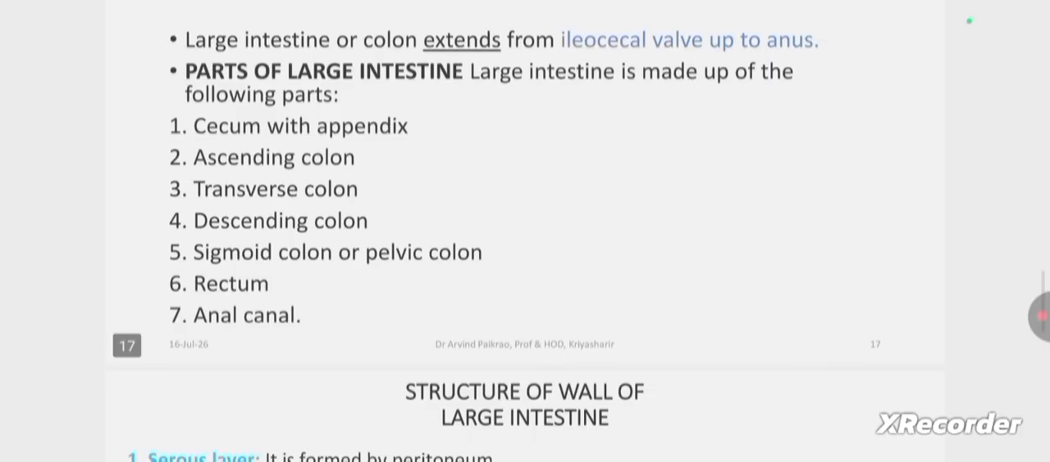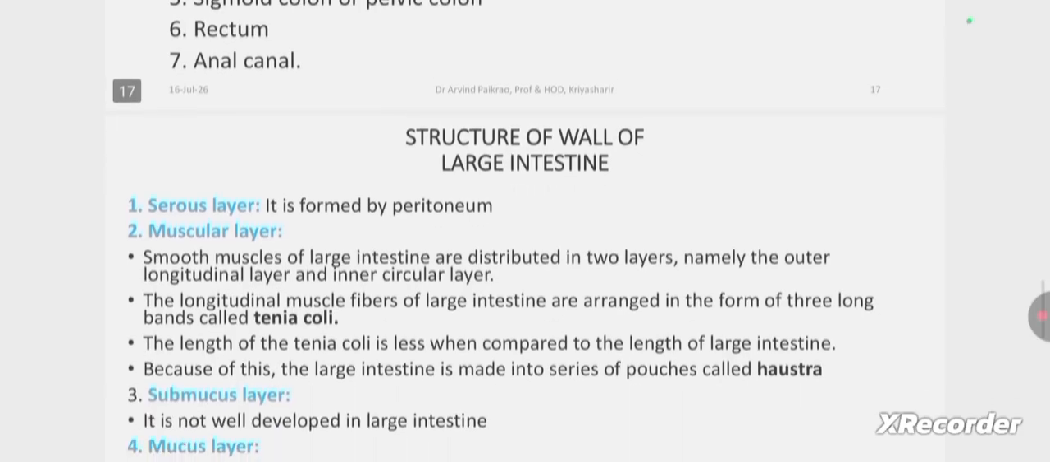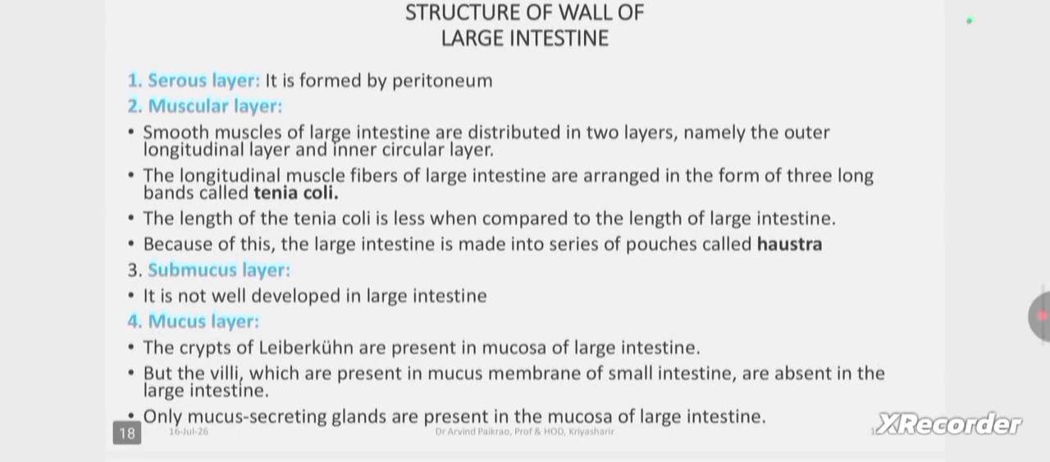From the physiology point of view, we'll see there are four layers, which we have already mentioned. The serous layer is outward and the mucous layer is the inner one, so we'll see outward to inner. The serous layer is formed by peritoneum.